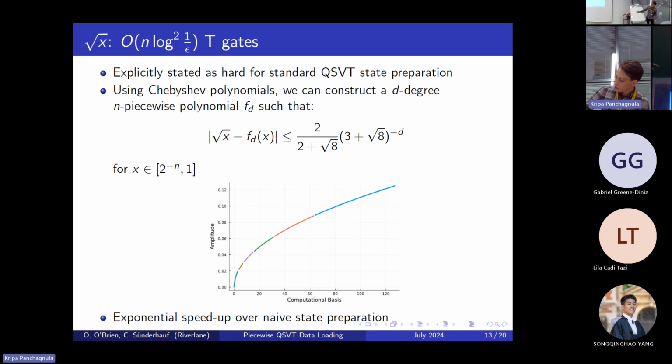But if I have a finite quantum computer with n qubits, if I split my region up into regions of size 2 to the minus n, then the next region is double that size, 2 to the minus n plus 1. The next region is double that size, 2 to the minus n plus 2. Then for each of these regions, we can find a very efficient polynomial approximation. You can see this from using Chebyshev polynomials.